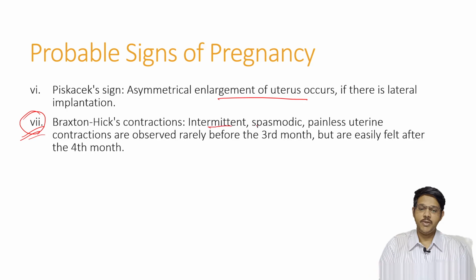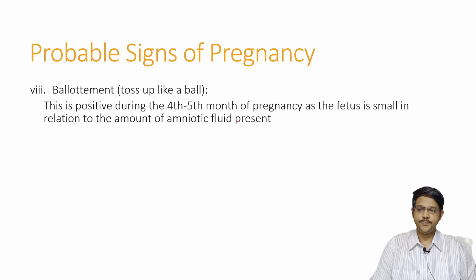Here there are intermittent spasmodic painless uterine contractions which are observed rarely below the third month but are easily felt after the fourth month. So these contractions, which are intermittent and spasmodic, are appreciable as pregnancy progresses, and they are also present even if the fetus is dead.